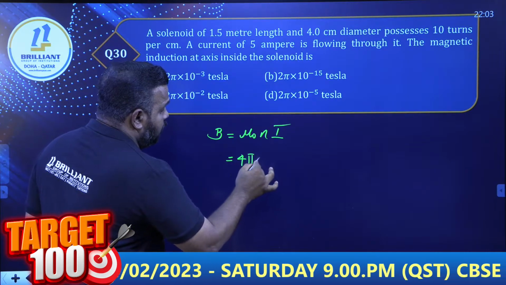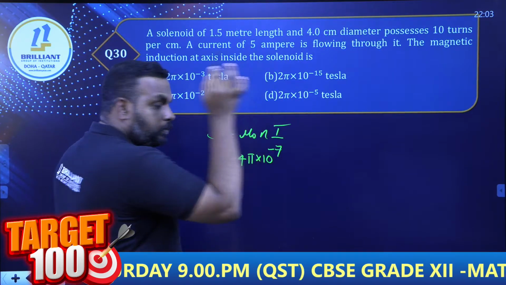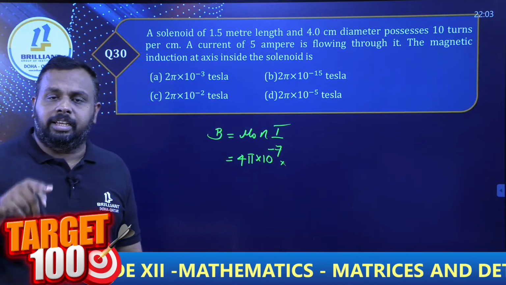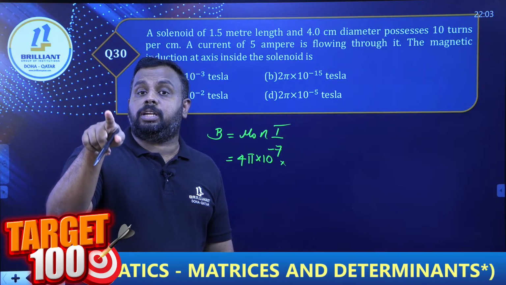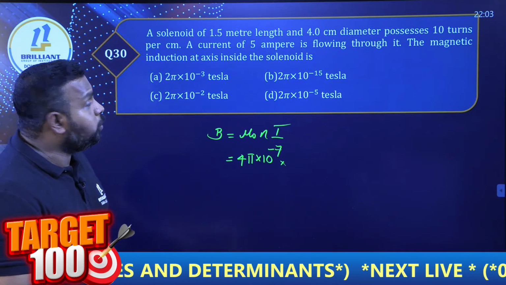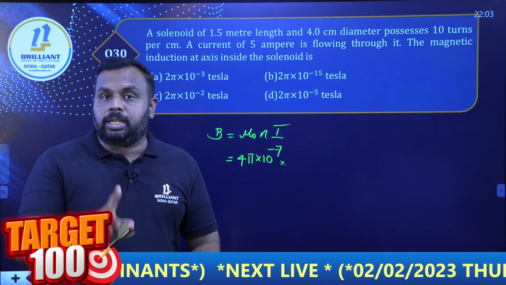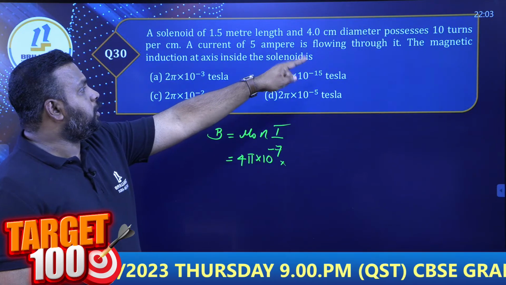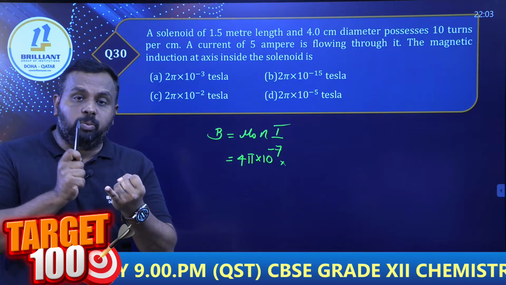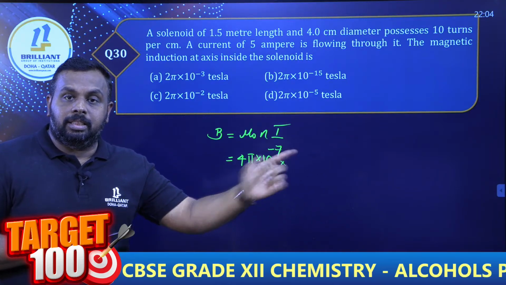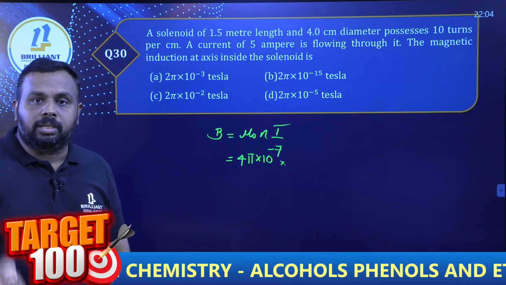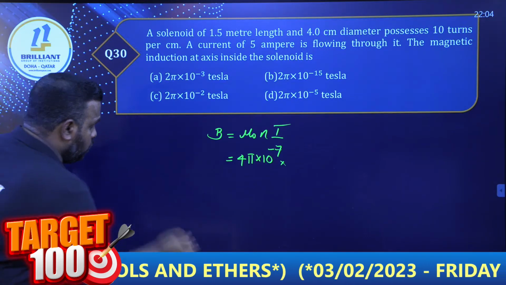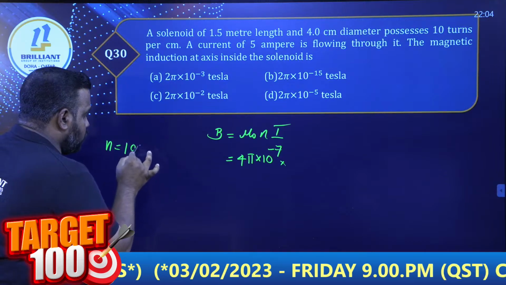Substitute. What is mu naught value? 4 pi into 10 to the power minus 7 into n. What is small letter n? Small n represents number of turns per unit length, my dear students. Number of turns per unit length means in 1 meter. Unit length is 1 meter, it is not 1 centimeter. So in 1 meter, how many turns are there? The question says it possesses 10 turns per centimeter. In 1 centimeter, 10 turns are there. Then in 1 meter, how many turns will be there? Into 100, right? So total number of turns per 1 meter will be 1000. Please note that small n is equal to 1000.